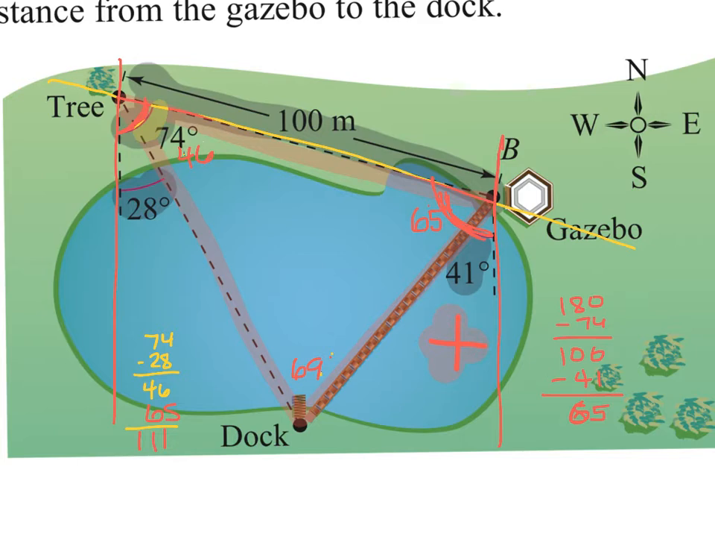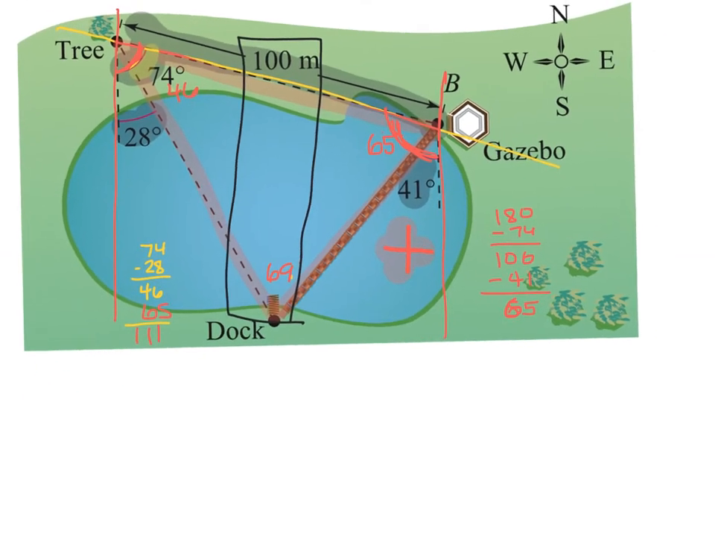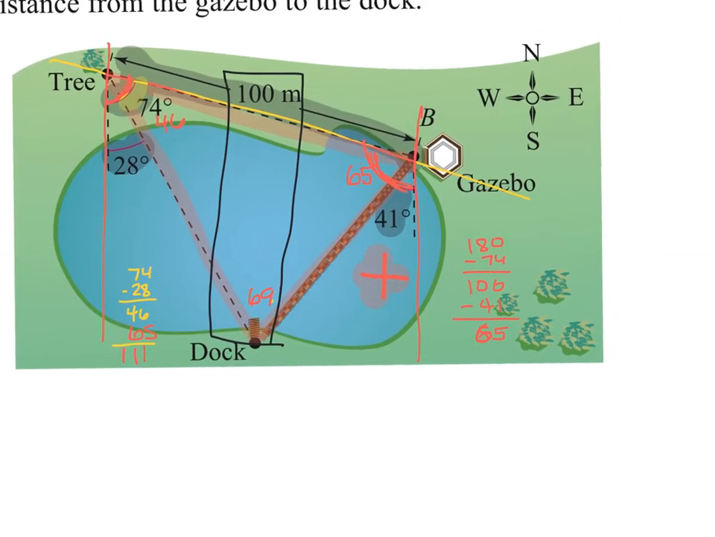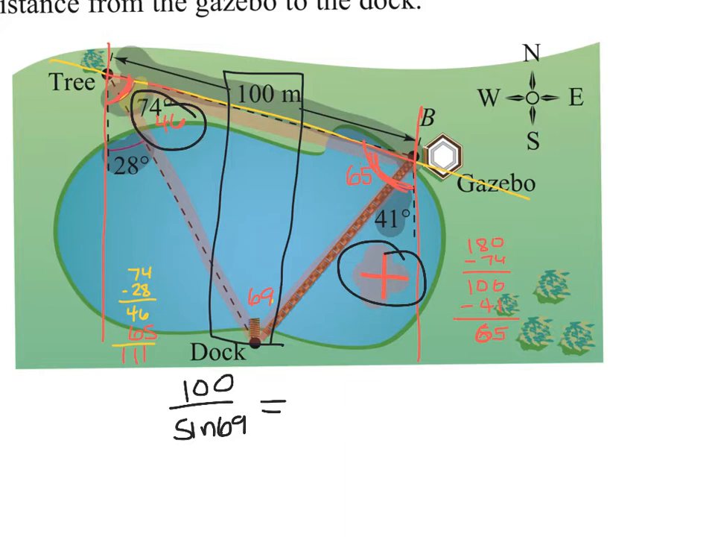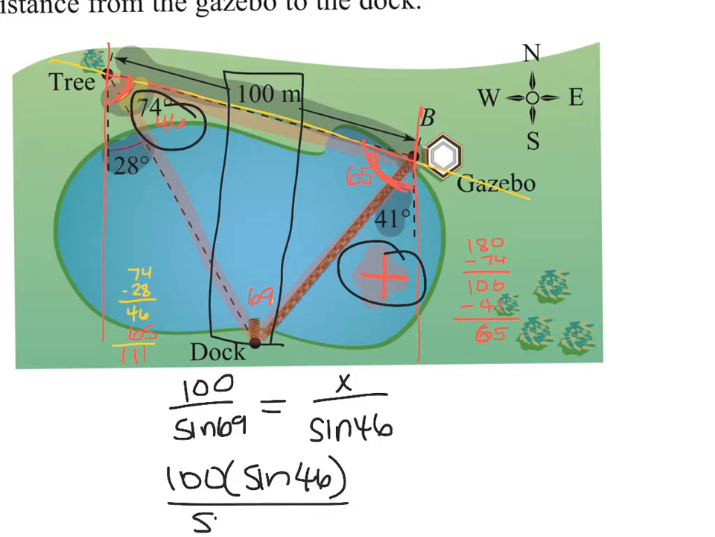So now I'm dealing with a triangle on the inside. I've got one complete ratio for this angle, right? So I can say that 100 meters over the sine of 69 would equal, I'm looking for this one, which pairs with the 46. So x over the sine of 46. And then you cross multiply and divide. And that's where your answer comes from.